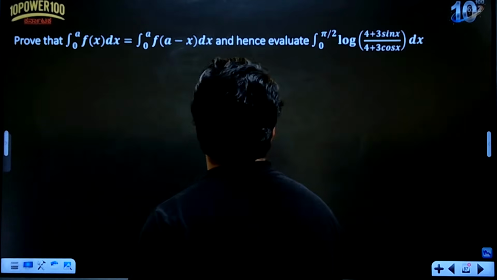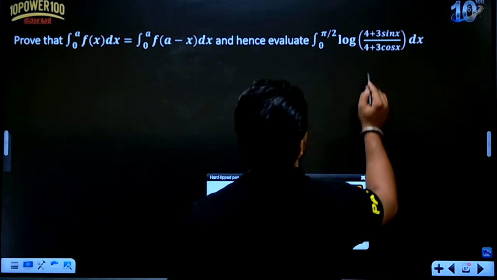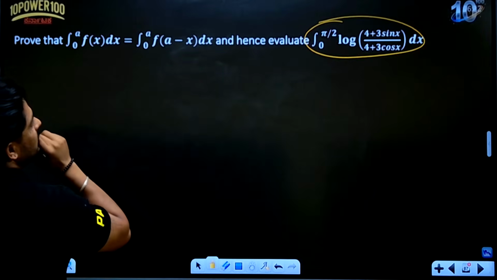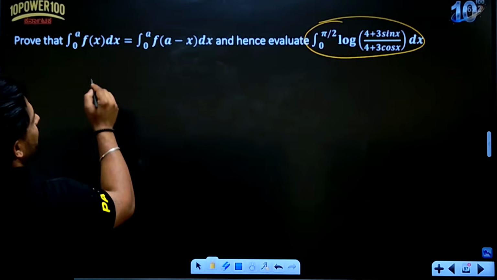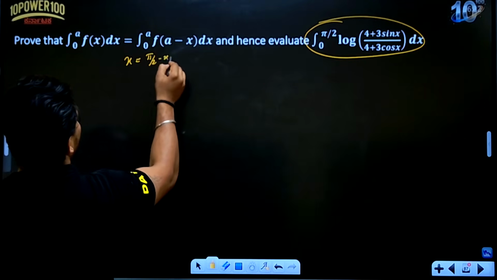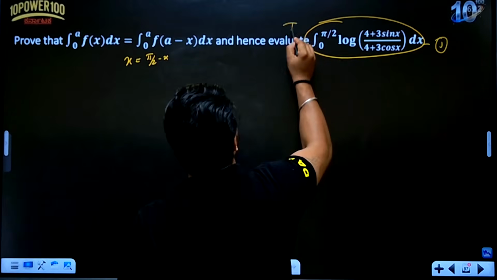Okay, next. Yeah, so these are also simple questions. Now this is I. Now if that is I, then this becomes what? x becomes pi by 2 minus x. So now this is equation number 1, and I is equal to the same.